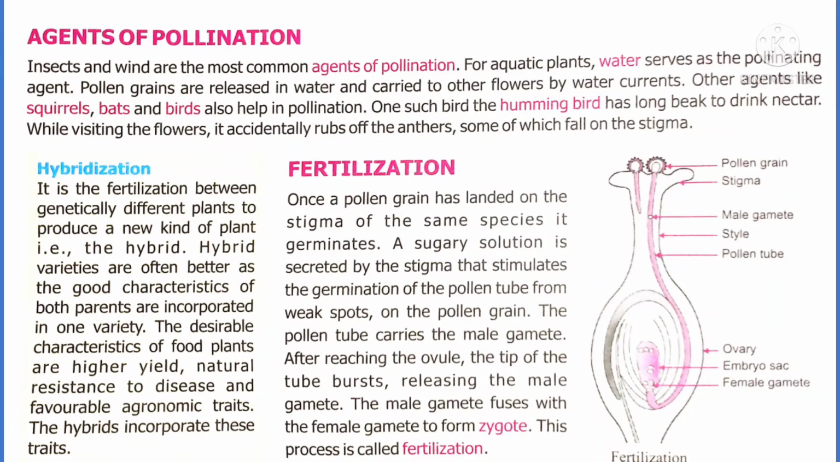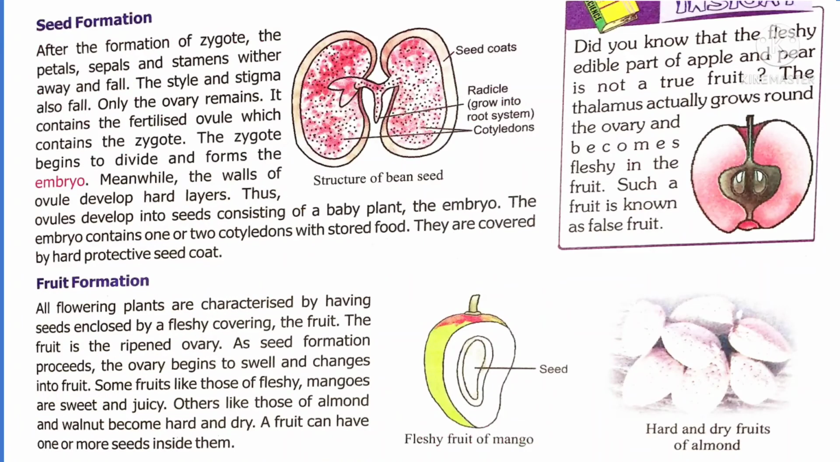Now we are going to discuss fertilization. What is fertilization? It is the process of fusion of the male gamete and female gamete to form the zygote. Zygote is a single cell which is developed after the fusion of the male gamete and female gamete. I told you, inside the pollen grains, male gametes are present. They are too minute.